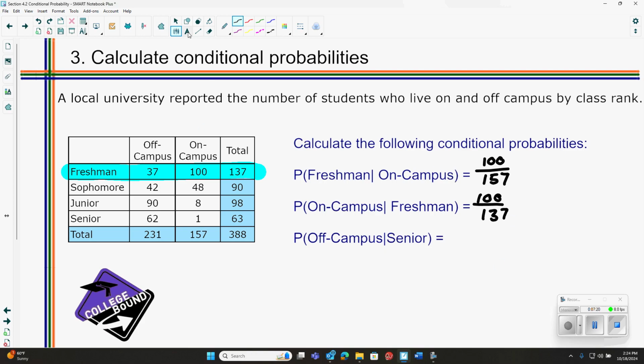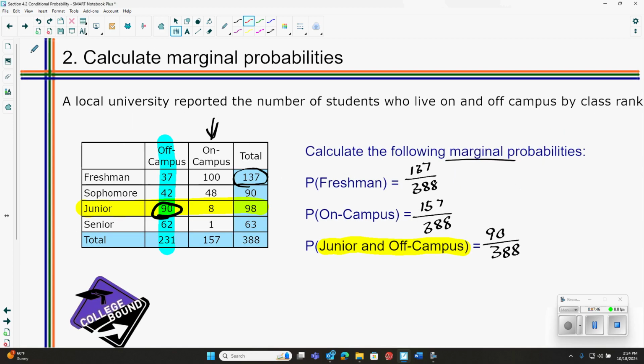And last but not least, what is the probability that you are off campus given that you are a senior? I'm expecting this to be pretty large. So here's my senior column, right? We will only want our senior column here, or row. What's the probability that they live off campus? And you see right there, oh, 62 out of 63 live off campus. That's huge, all right? So that's the difference. These are all conditional probabilities. Notice how the totals are all different, whereas with marginal probabilities, if I go back here, these are all out of the grand total.